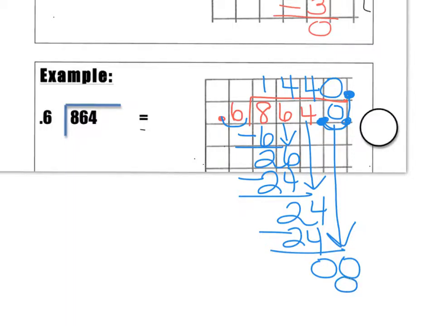You can multiply again one last time, and then you have 0 left over. So our final answer is 1,440. Okay, that makes sense that there are 1,440 groups of 60 cents in 864. Good job so far.